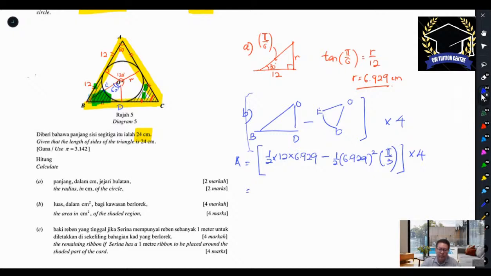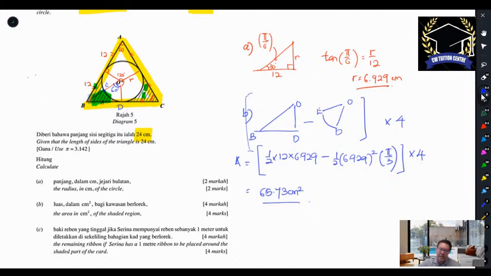Then we use the calculator. 6 times 6.929 minus 0.5 times 6.929 squared times pi. Are we using 3.142? Yes, we are using 3.142 divided by 3, and then times 4. So it will be 65.73 cm squared if it is in cm. Okay, here is the 4 marks.